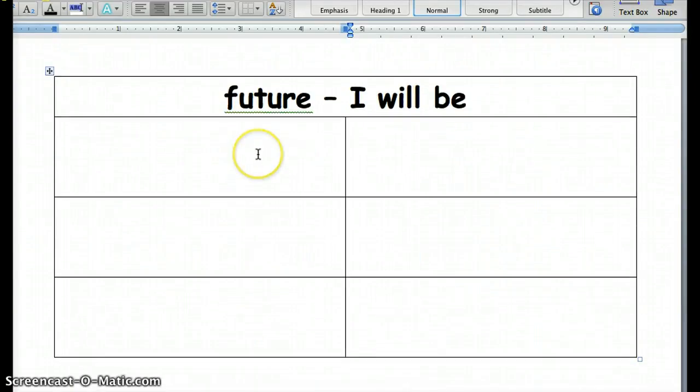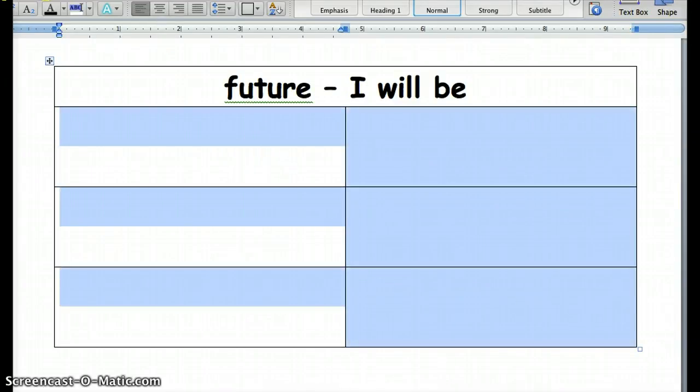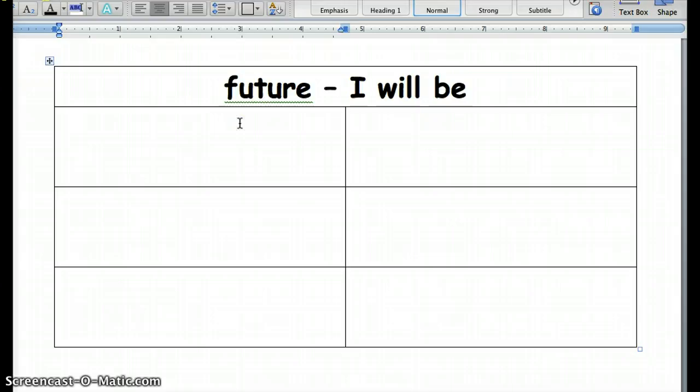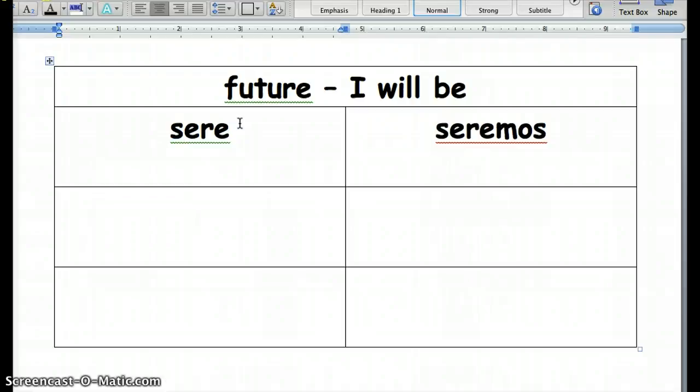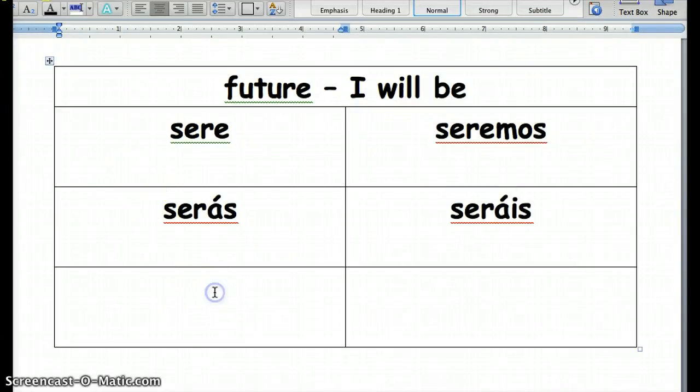And then the future tense for ser, new for you guys this year. We'll be learning the future tense this chapter. We're going to take the infinitive and add an ending to the infinitive. Seré, I will be. Seremos, we will be. Serás, seréis, será, serán. So those are the future tense forms. I will be, you will be, he or she will be, etc.